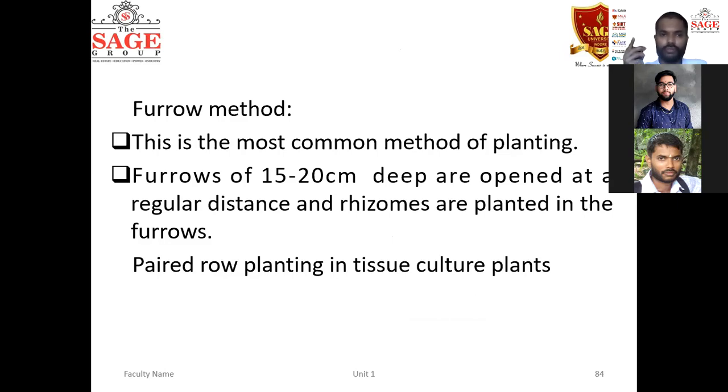Okay, this method is preferable. So furrows of 15 to 20 centimeter deep are opened at regular intervals.